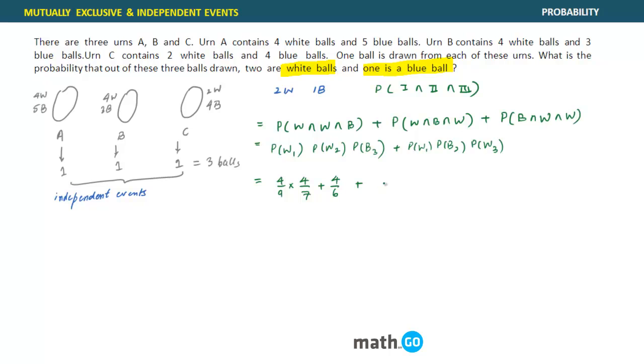Now I think you have got hold of what I am trying to say. So bag 1 white, again it is 4 by 9, into blue from the second, it is 3 by 7, into again white from the third, 2 by 6. Similarly the last one will be blue from bag 1, which is 5 by 9, and in the remaining 2 you want white, so this is 4 by 7, into white 2 by 6. Just add them to find your answer. So this is your final answer. This is a particular question where I have taken a problem and applied independent events to it.